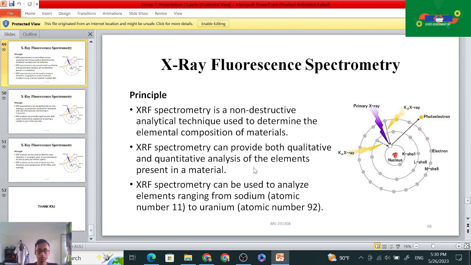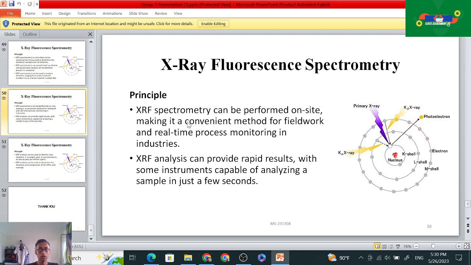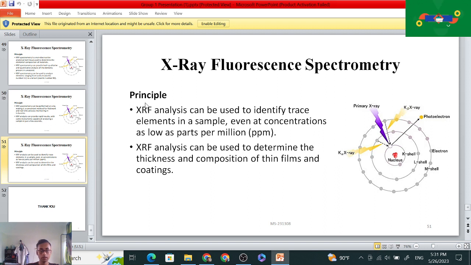qualitative and quantitative analysis of the elements present in a material, and it can be used to analyze elements ranging from sodium, atomic number 11, to uranium, atomic number 92. Then XRF spectrometry can be performed on site, making it a convenient method for field work and real-time process monitoring in industries. And it can provide rapid results, with some instruments capable of analyzing a sample in just a few seconds.